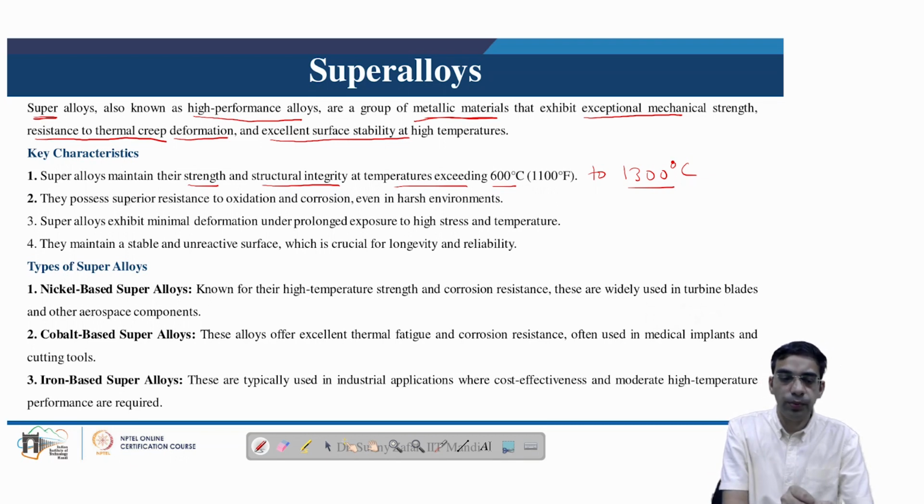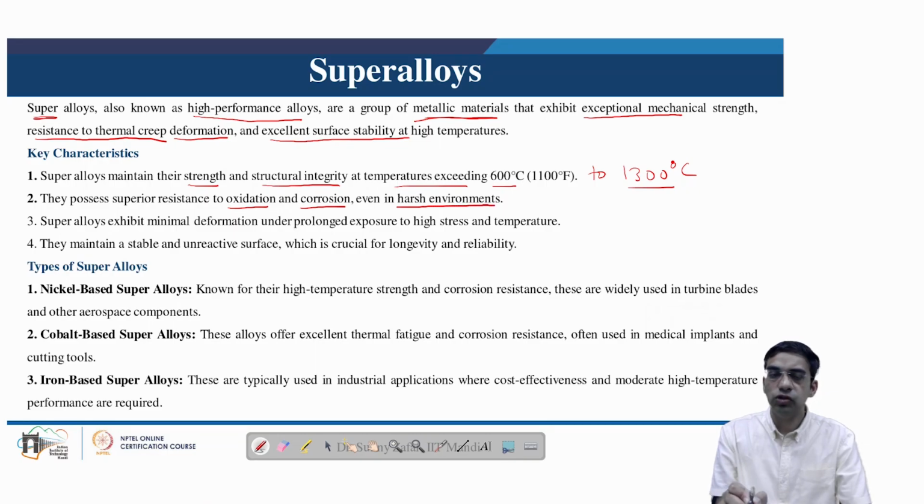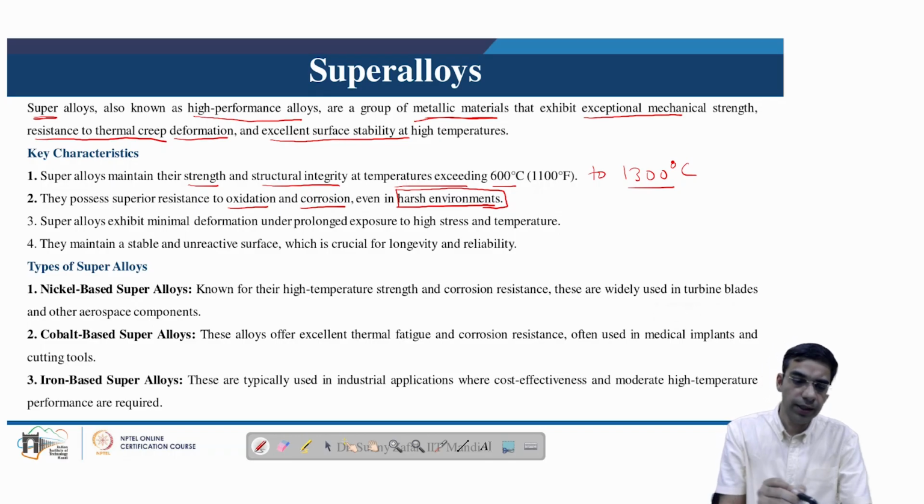Superalloys also possess superior resistance to oxidation and corrosion even in harsh environments. The regular alloys that are used in other applications do not have this capability to resist oxidation and corrosion in harsh environments, because the environment in which the gas turbine is operating is harsh. Why we call it harsh is because there is high temperature, there are high velocity hot gases, oxygen is there, and all these conditions are perfect to cause oxidation or corrosion.